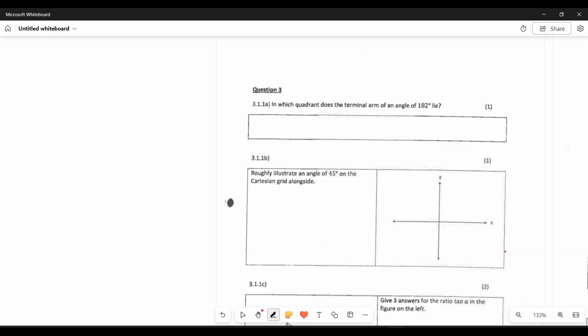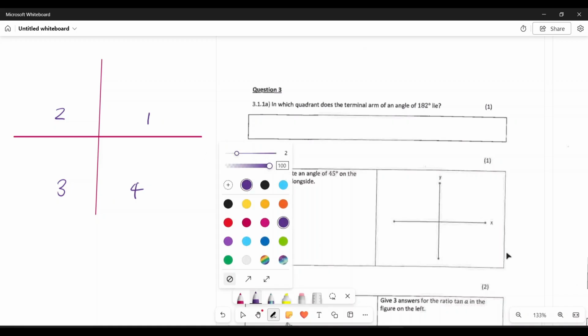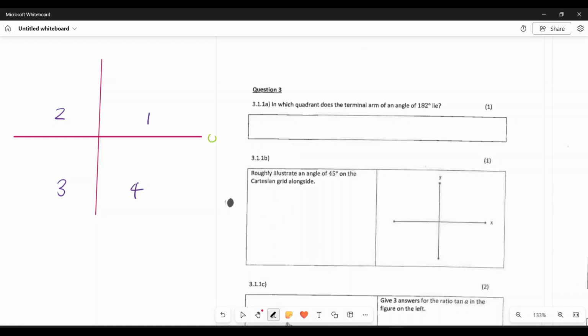Let me just try and illustrate that here. If I were to draw my Cartesian plane here, this is where it starts. This is 0, and by the way, this is quadrant 1. This is quadrant 2, 3, and this is 4. That would be my starting point. This is 0, and to move from here to here, it will be 90, 180 degrees, 270, and 360.